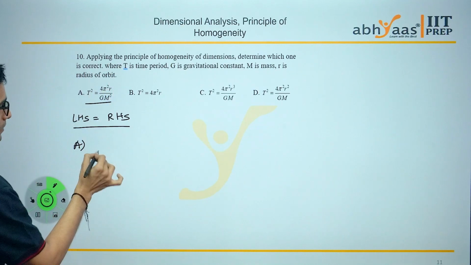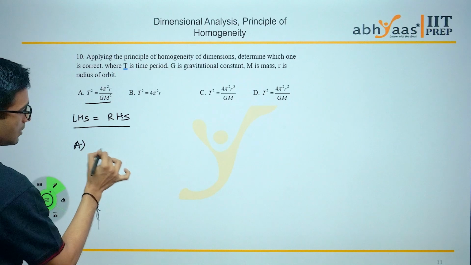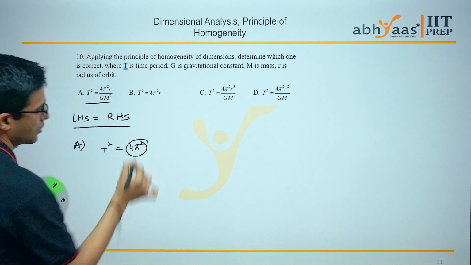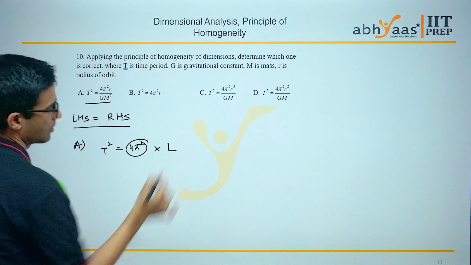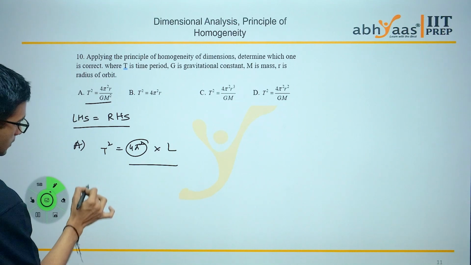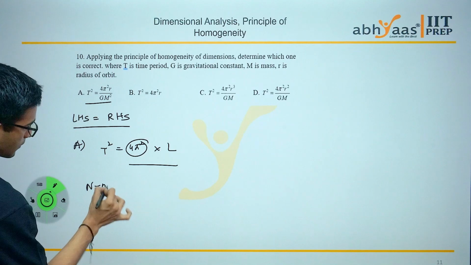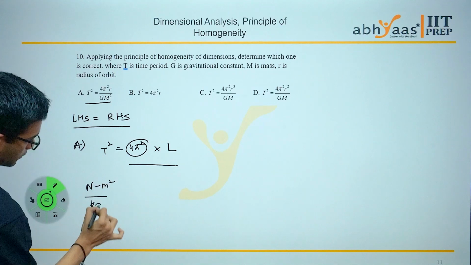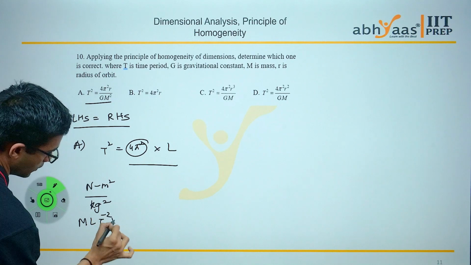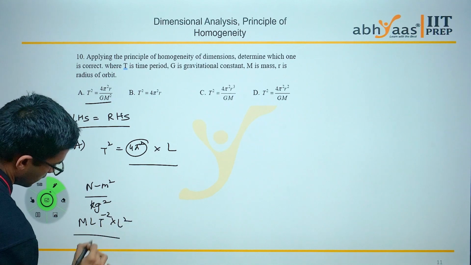A is a time square. So T square is time square. T square only we can write. 4 pi square is a constant. There is nothing for this. Into L. Radius is L. G is already solved. That is Newton meter square by kg square. So that is m L t power minus 2 into L square by m square.